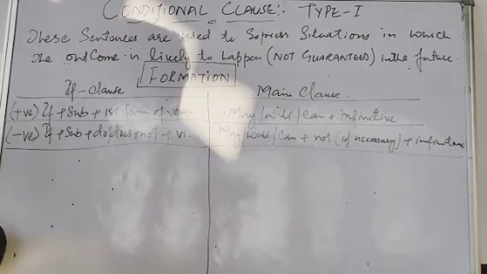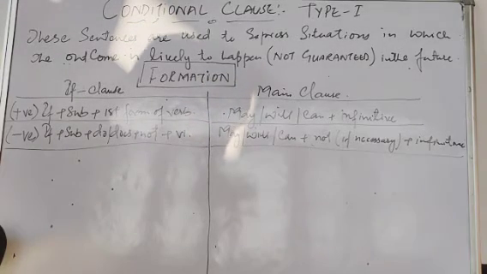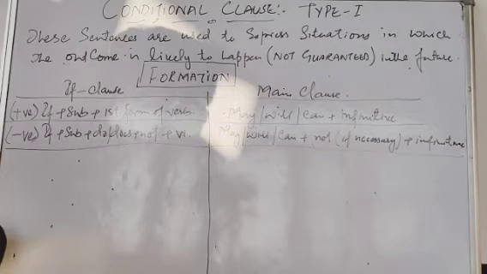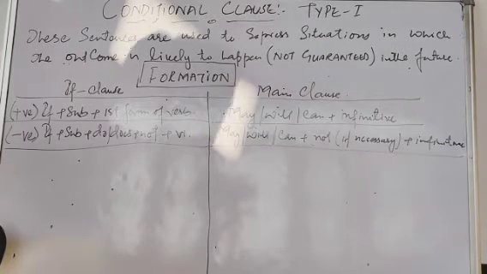Basically, we use subject plus first form of verb. That indicates that the action hasn't taken place yet. It may or may not occur. Let us look at its formation. There are two clauses, as we already know. One is the hypothetical clause, that's the conditional clause. We also call it the if clause.